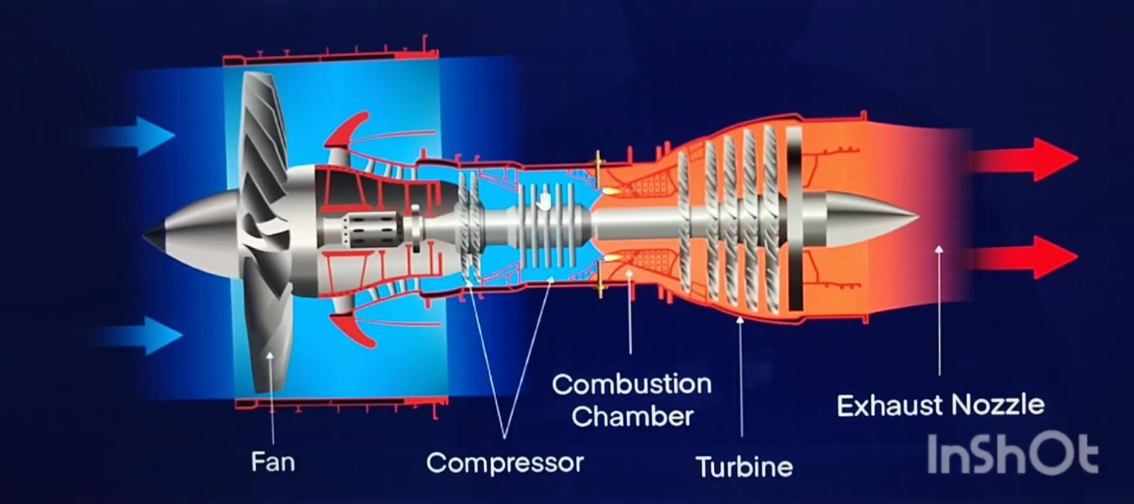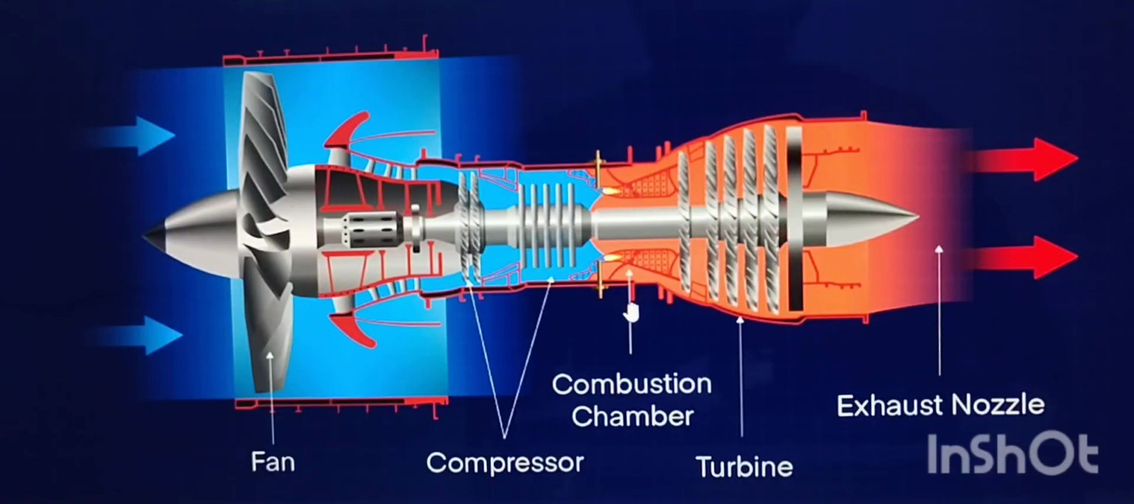We have many types of combustion chambers. At the same time, we have many types of compressors. Normally we have axial and radial compressors. We have combustion chambers also, we can have can type and other types like that.